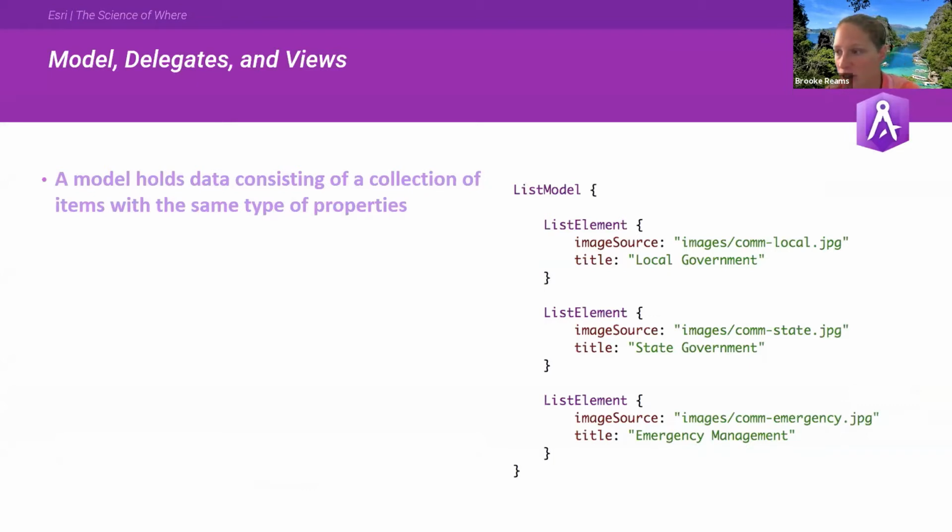So I'm hoping that makes a little bit more sense as I go through this PowerPoint and then we do a hands-on exercise. Now the model part of this is what actually stores your data. A model holds data consisting of a collection of items with the same type of properties. You can see here on the right, we have defined a list model, and a list model contains list elements. Within that list element, you define your own properties. Here we have multiple list elements that all contain a property manually defined as image source, which is the source to some picture file, and a title, which is just a string. Each list element needs to have the same properties.